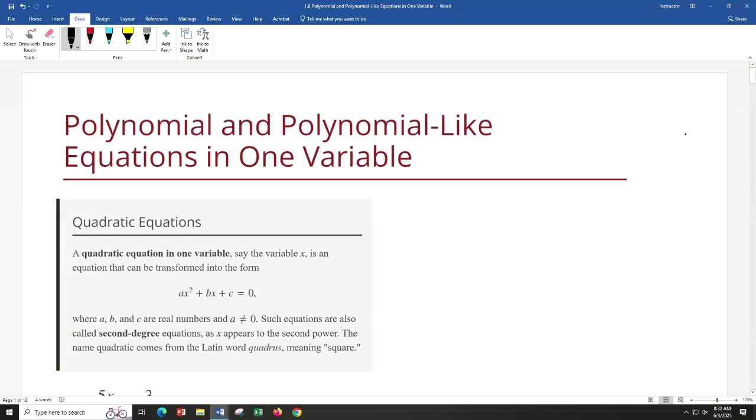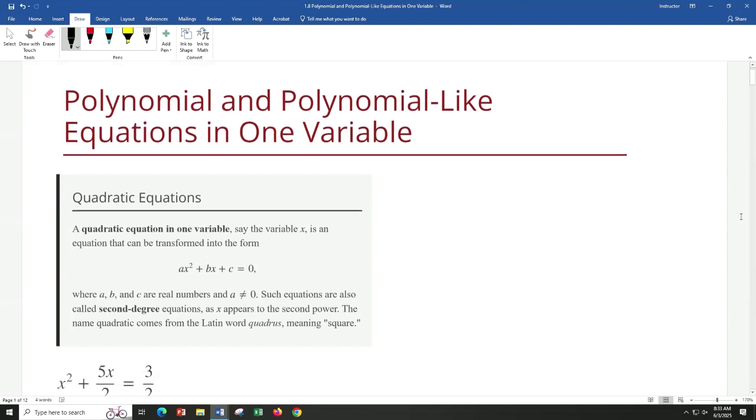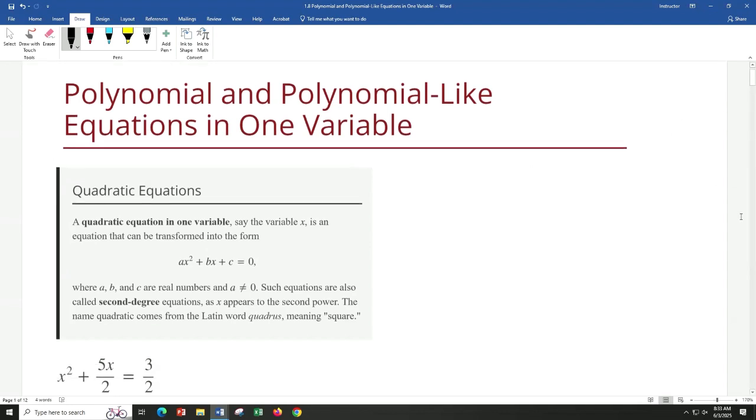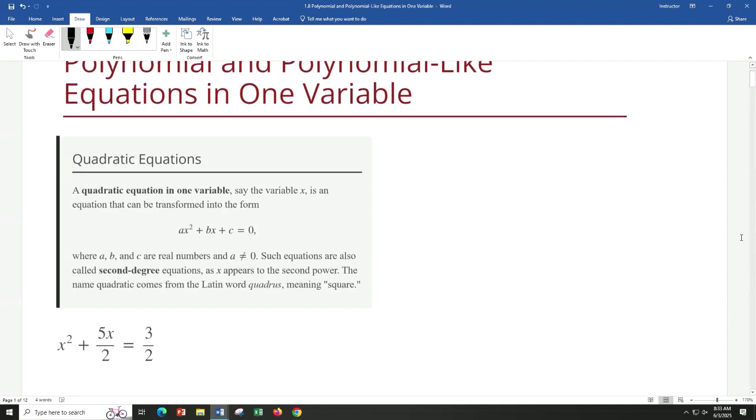All right. Polynomial and polynomial-like equations in one variable. So jumping straight in here, a quadratic equation in one variable, say the variable x, it can be any variable, don't get hung up on just one thing, is an equation that can be transformed into the form ax squared plus bx plus c.